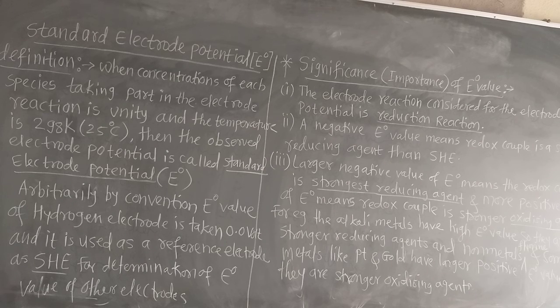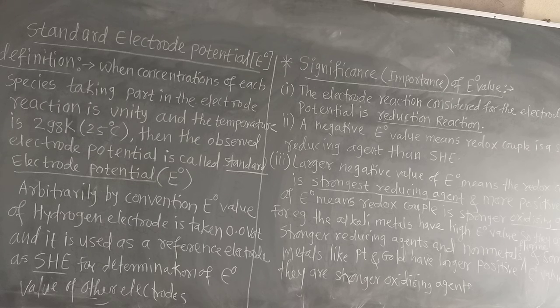What is a redox couple? A redox couple means a metal strip or metal rod dipped into its salt solution. For example, a copper rod dipped into the copper sulfate solution is a redox couple. A zinc rod dipped into the zinc sulfate solution is also a redox couple, and so on. Now see here, what is given in the standard potential for your 11th standard.